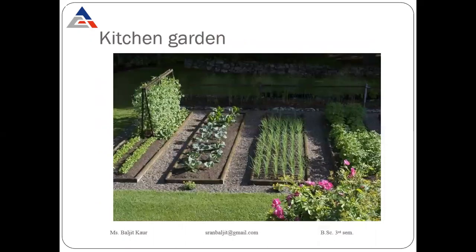So this is an example of kitchen garden. Different types of vegetables are grown in a kitchen garden, right? So all the seasonal crops can be grown in a garden in a small piece of land, right? So in this garden you can see that onions are grown, cauliflower, coriander, and some vines are also grown.